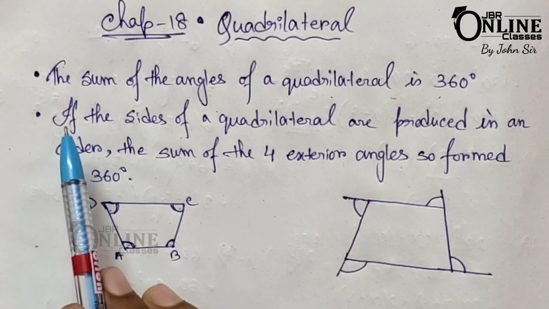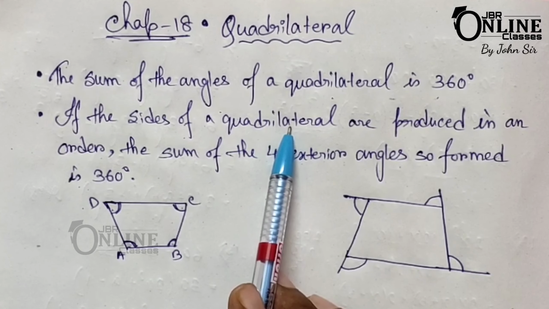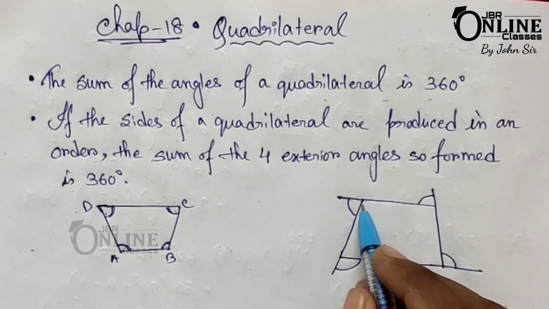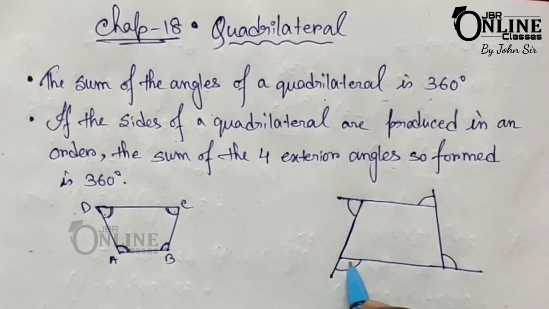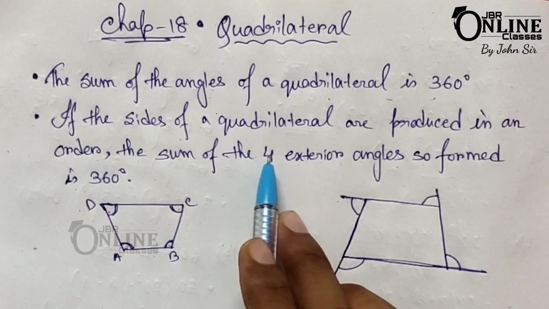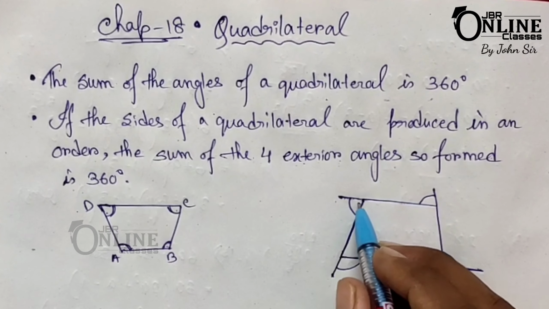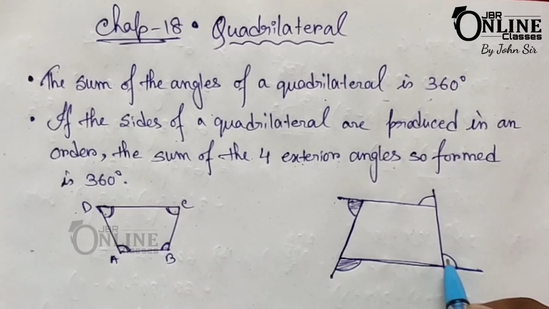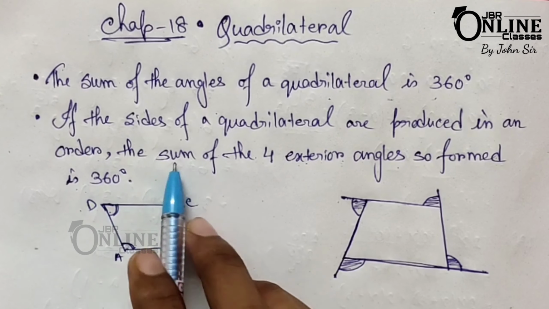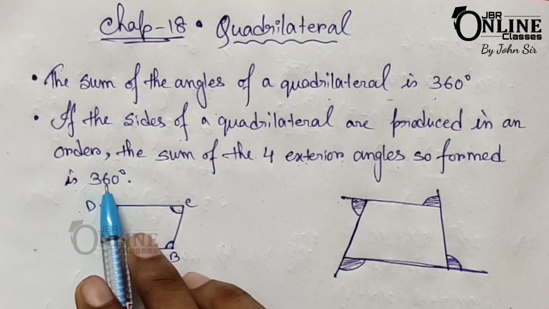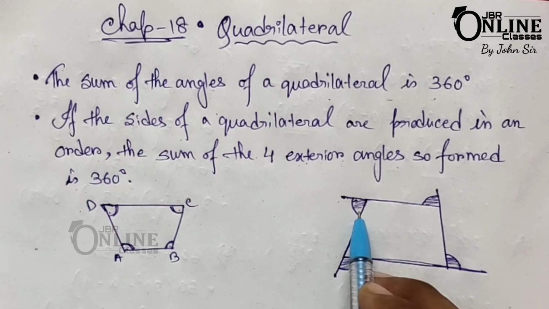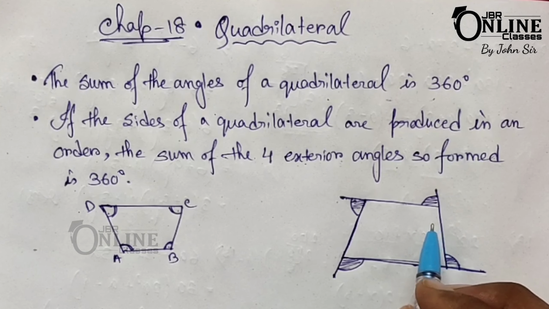Now the second property: if the sides of a quadrilateral are produced in order, all the sides, so the first side is produced, the second side, the third one also, the fourth one also, then the sum of the four exterior angles, this is the first one, the second, the third, and the fourth, is 360 degrees. That means the four interior angles equal 360 degrees and the four exterior angles also equal 360 degrees.